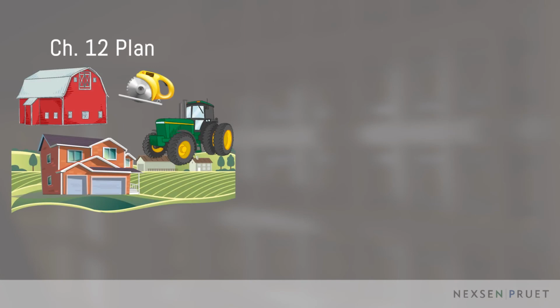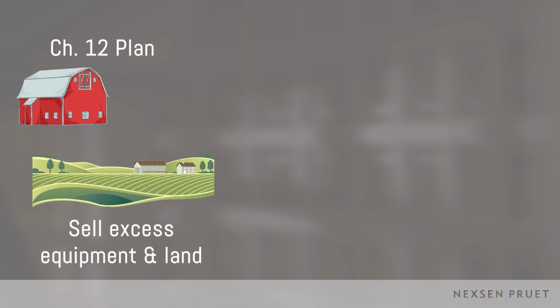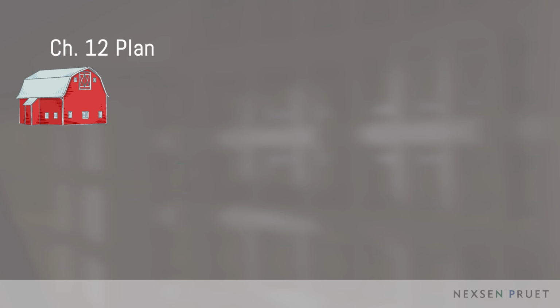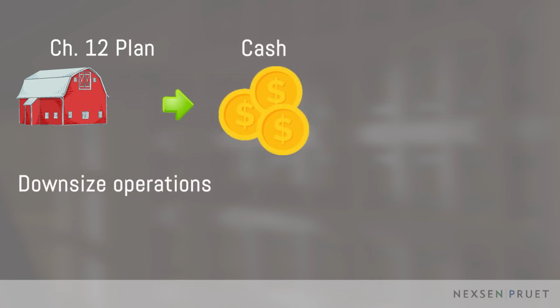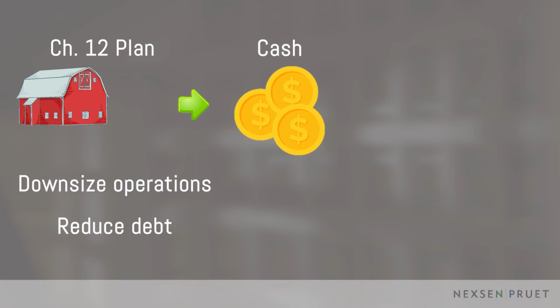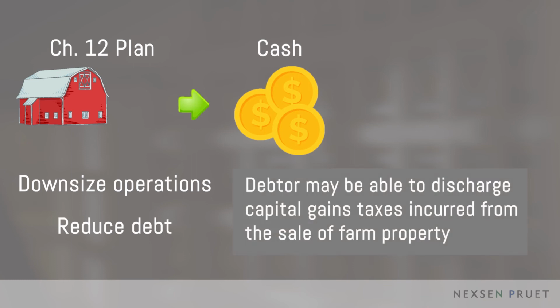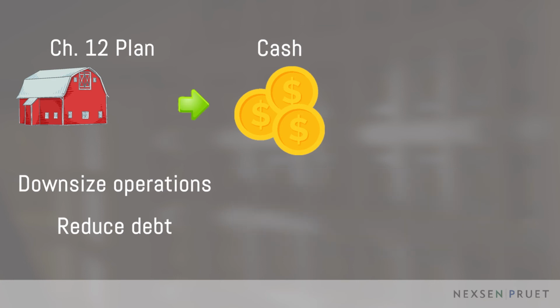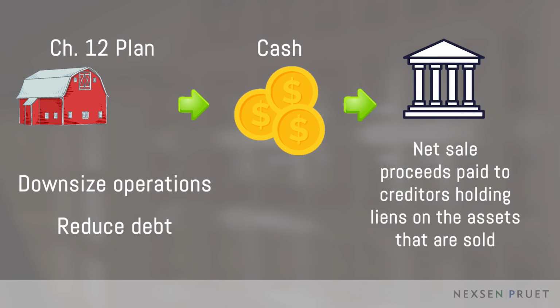It's fairly common for a Chapter 12 plan to propose selling some of the debtor's excess equipment and land to downsize operations and generate cash to reduce debt. One significant benefit of Chapter 12 is the debtor may be able to discharge capital gains taxes incurred from the sale of farm property. The net sale proceeds are paid to creditors holding liens on the assets that are sold.